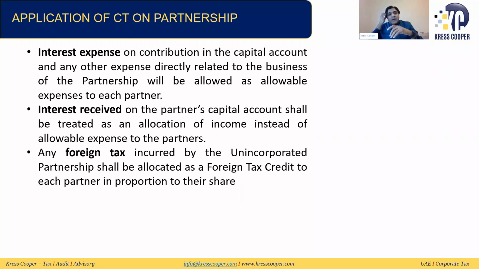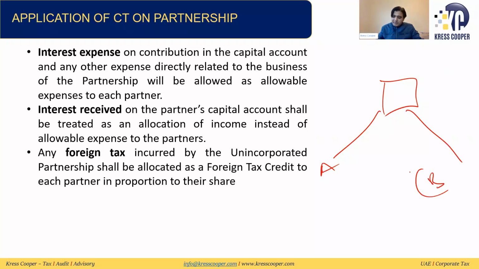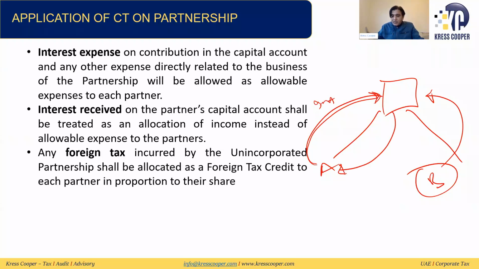Interest expense on the contribution. Say there is a partnership with one partner A and one partner B. Whatever is being invested by A or by B, they said any interest expense on the partner capital shall be treated as allocation of income instead of an allowable expense to the partner. So whatever they are investing will be considered interest expense, and whatever they are getting will be considered allocation of income.